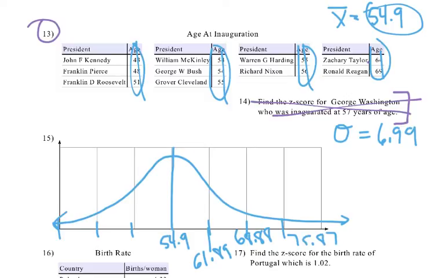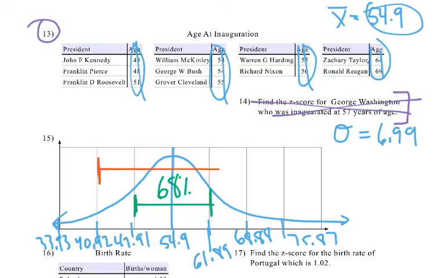Then we go backwards. 54.9 minus 6.99 to get 47.91. Subtract it again, for our 2 deviations away, 40.92. And one more time, get 33.93. So then we know 68% of the presidents are going to be within that almost 48, 47.9 to almost 62. That's where 68% of our presidents' ages would be on their inauguration.